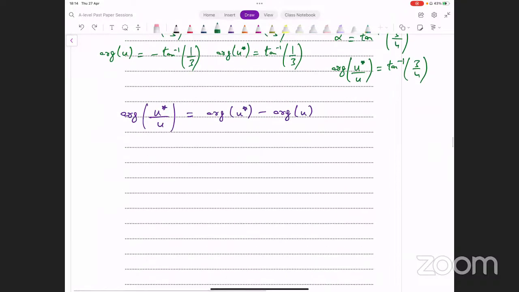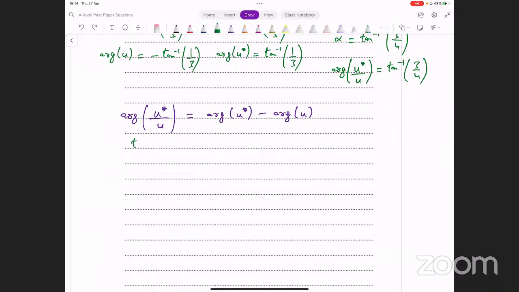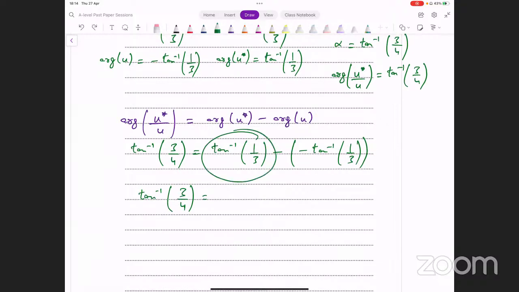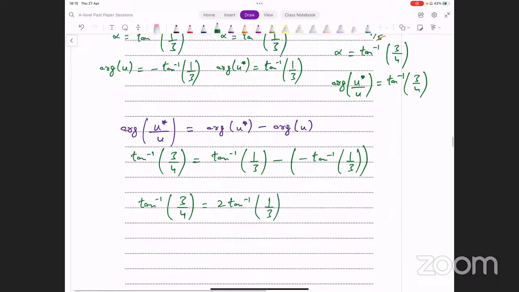Let's input these values. The argument of u conjugate over u, that's tan inverse of 3 over 4. On the other side, we have argument of u conjugate, which is tan inverse of 1 over 3. Subtract from that argument of u, which is minus tan inverse of 1 over 3. And now from this, we get tan inverse of 3 over 4 equals tan inverse of 1 over 3 plus tan inverse of 1 over 3. That becomes 2 into tan inverse of 1 over 3. And that is what we had to prove here. That's quite some working for 2 marks, but yeah, that's what you have to do.